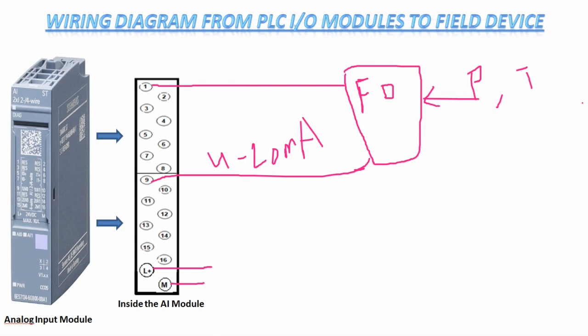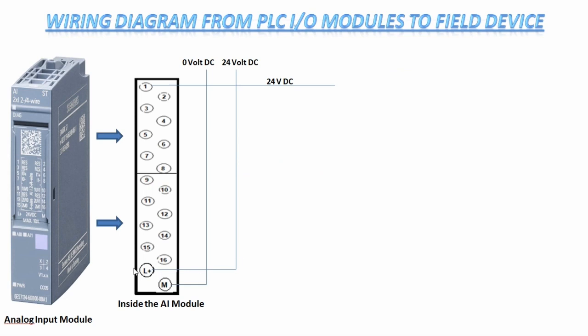See here. Now we will observe the 24 volt DC is connected to the L plus of the terminal, and the 0 volt DC is connected to the terminal M. From terminal 1, we have thrown the 24 volt DC up to the fuse terminal. See, here the fuse terminal is available. So the fuse terminal is receiving 24 volt DC always from terminal number 1.